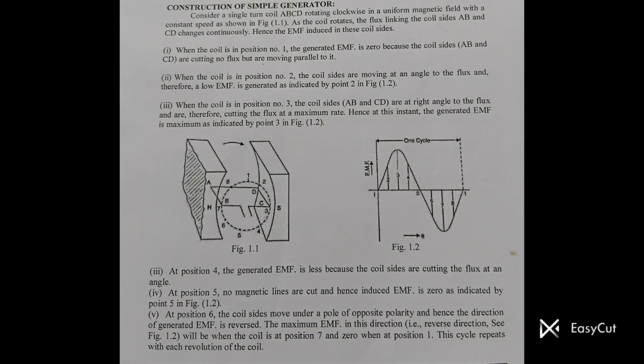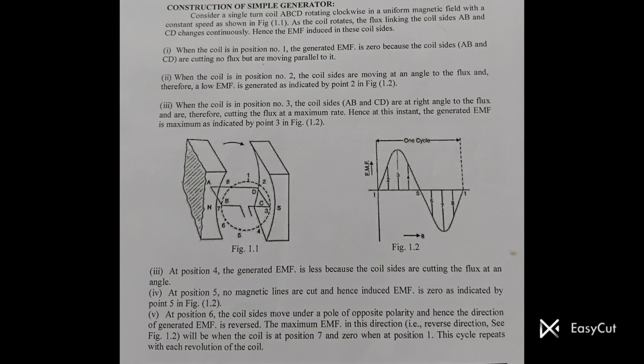Position 4 and 5. As the coil rotates further, the EMF decreases. At position 5, the coil is again parallel to the flux, so EMF becomes 0. Position 6 to 7. Now the coil moves under a pole of opposite polarity. The EMF reverses direction and reaches maximum in reverse at point 7. Position 8 and back to 1. The EMF again reduces to 0 as the cycle completes. So we observe one full sinusoidal cycle of EMF in one revolution of the coil.